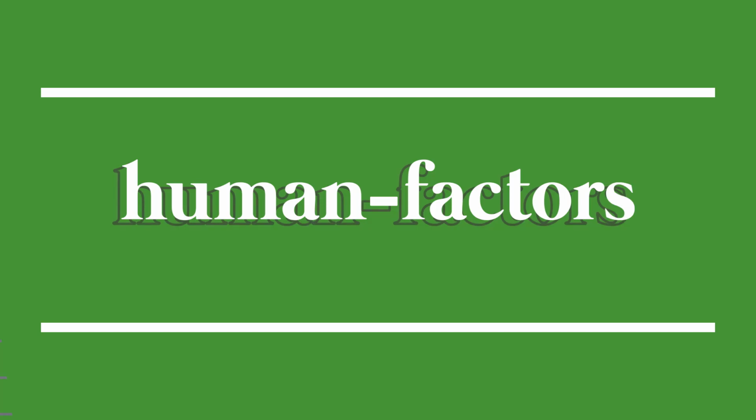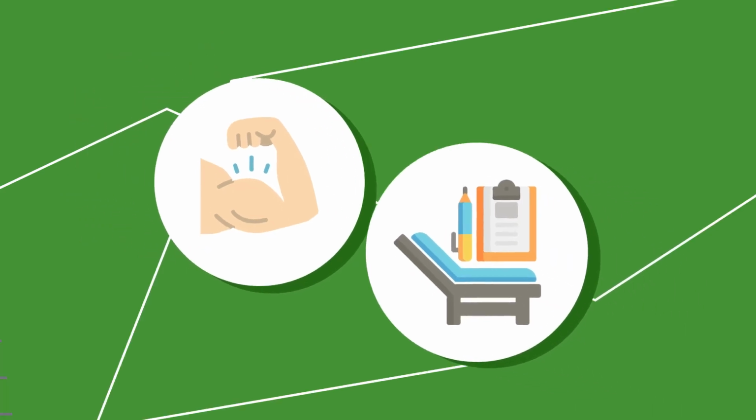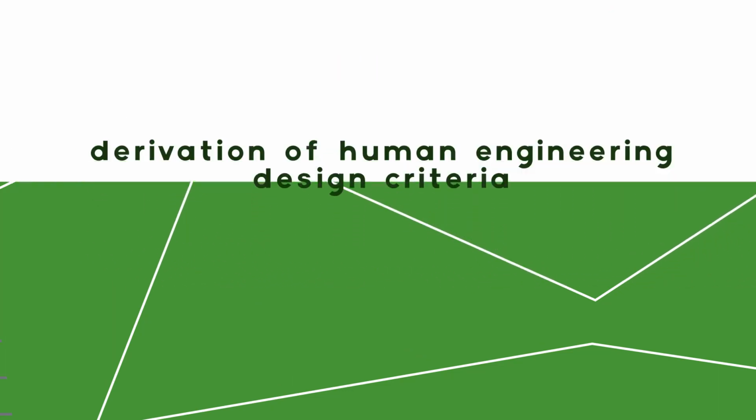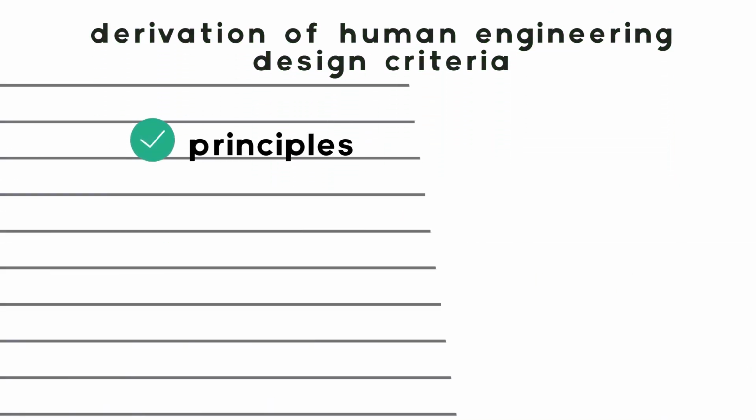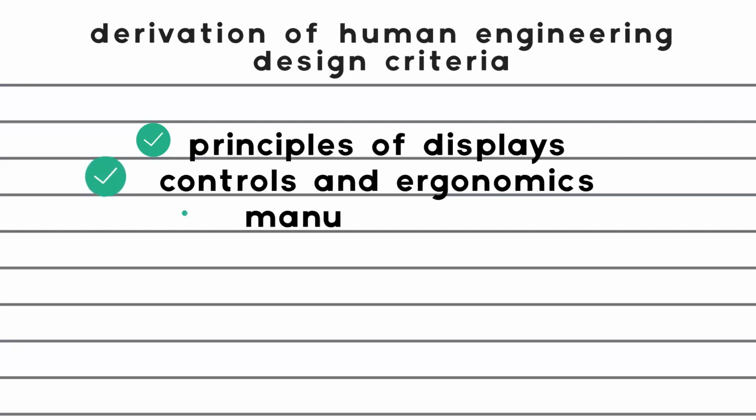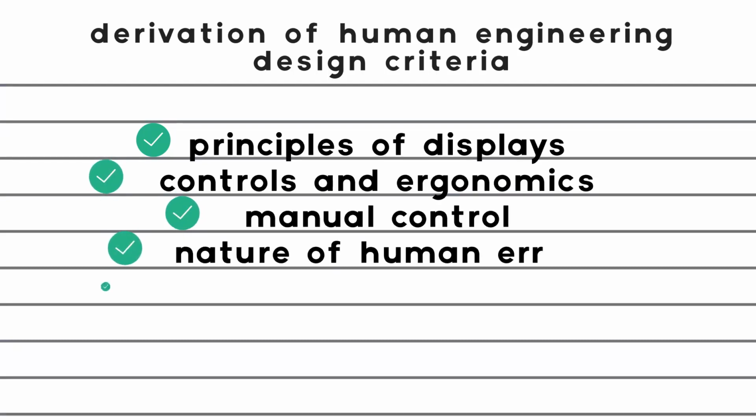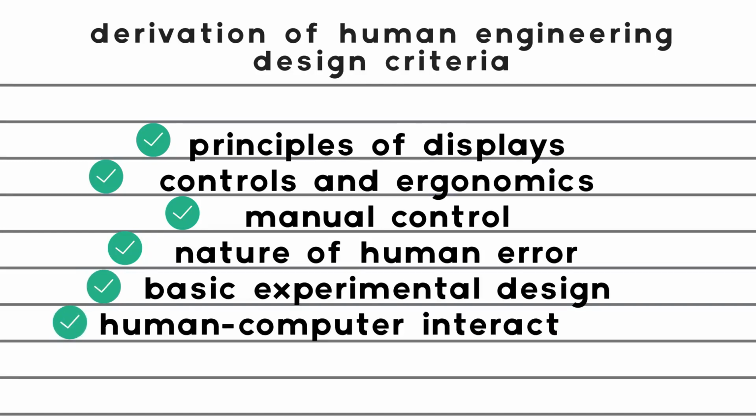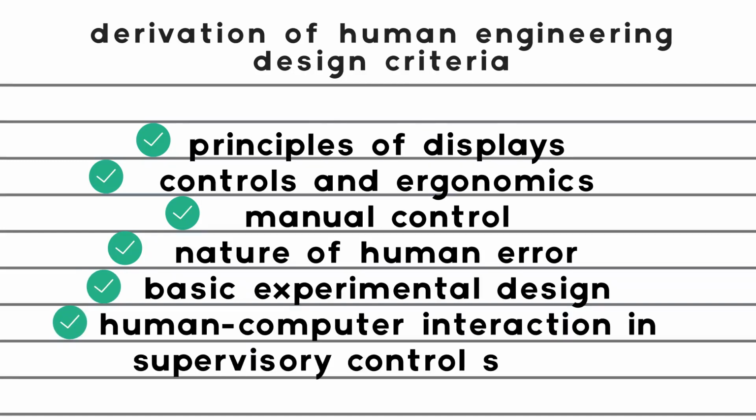Human factors engineering, on the other hand, deals with the application of information on physical and psychological characteristics to the design of devices and systems for human use. The primary focus is a derivation of human engineering design criteria to include principles of displays, controls in ergonomics, manual control, the nature of human error, basic experimental design, and human-computer interaction in supervisory control settings.